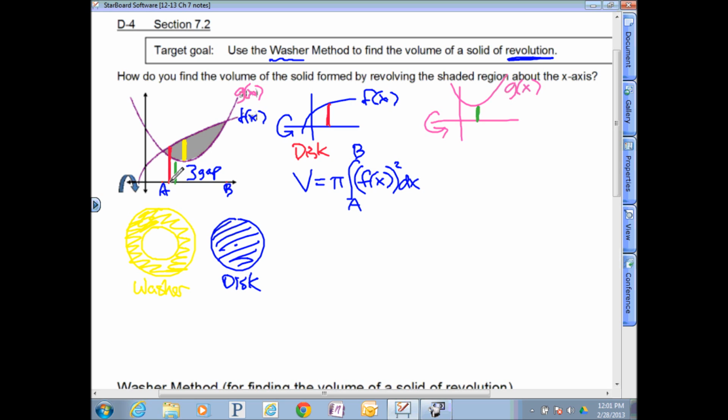So the length of that yellow rectangle is going to vary, but it's basically going to be the difference between the red one and the green one. When I look at revolving this g of x function, that's going to be another disk method. And my volume is going to be pi times the integral, again, from a to b. But this time it's g of x that we're squaring and integrating with respect to x.